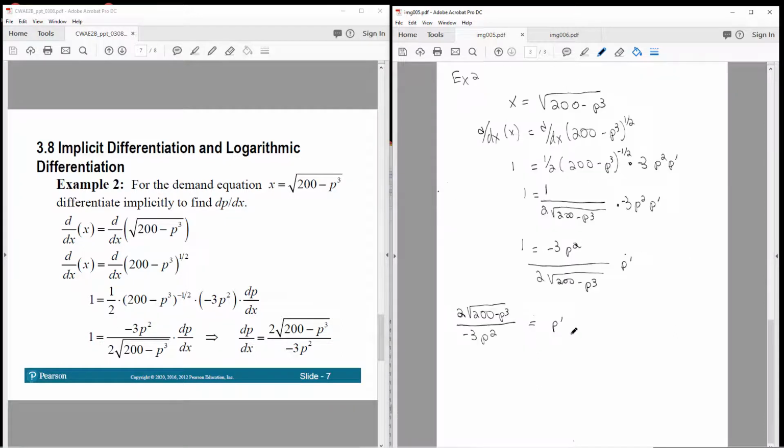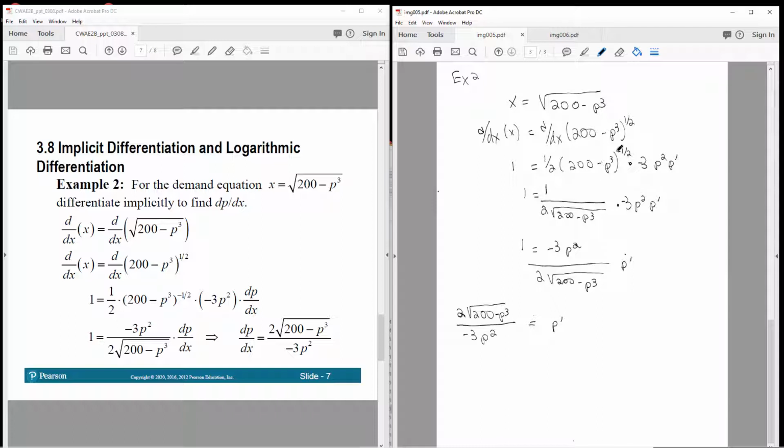It's a demand function here. It's differentiated implicitly. So I'll rewrite this radical with an exponent. So I take the derivative here with respect to x. In this case here, dp dx. It isn't dy dx, it's dp dx. So when I take the derivative of what's on the inside, I'm going to have 3p squared times p prime. And that's a negative 3 there, because there's a negative there.